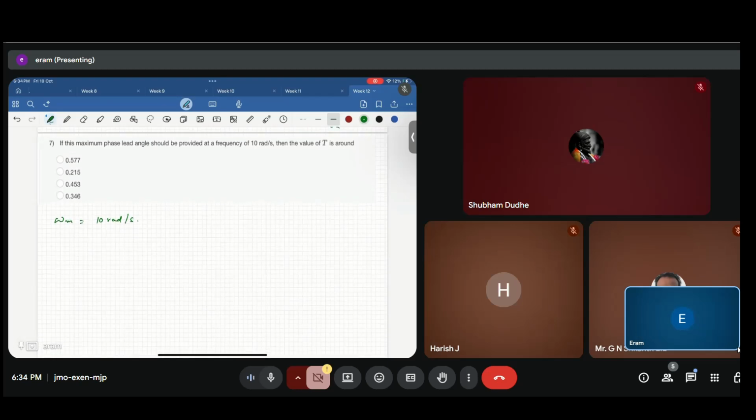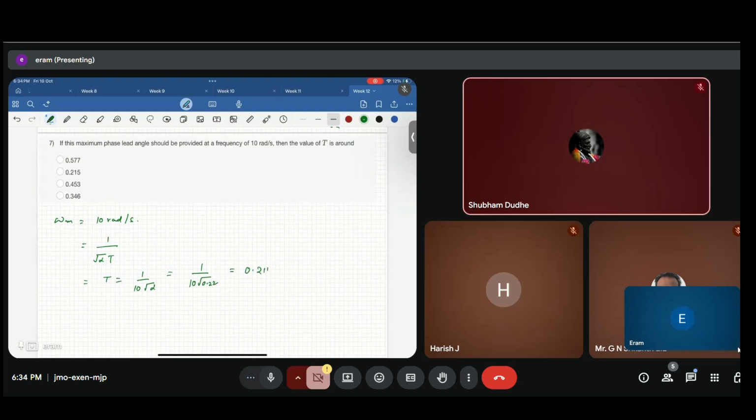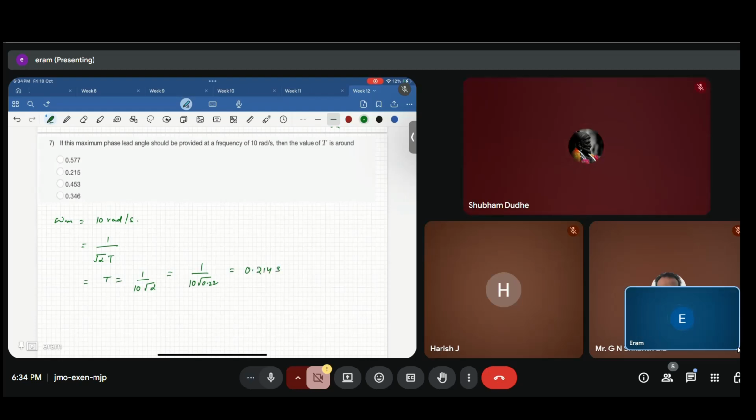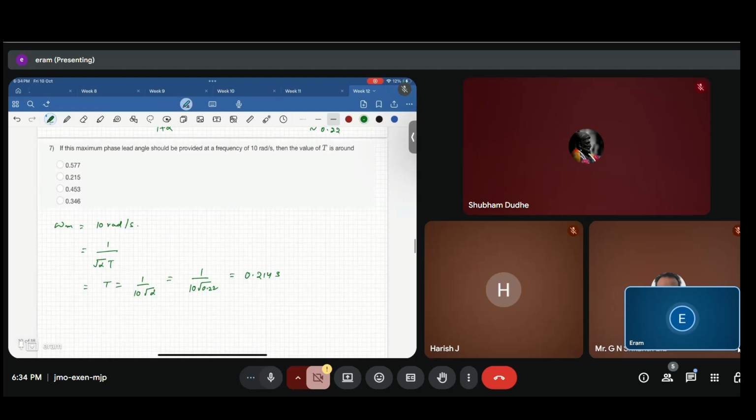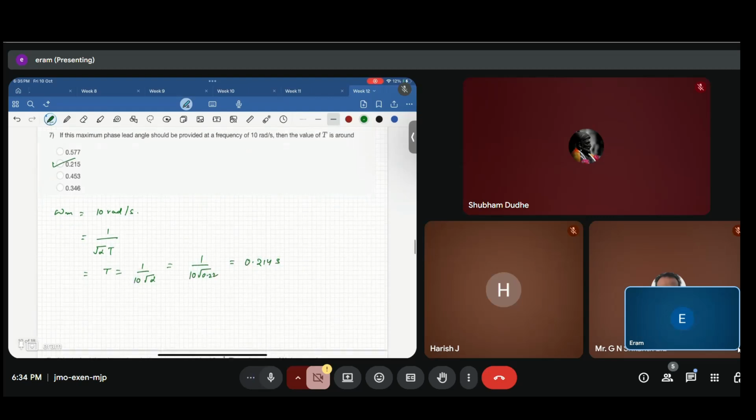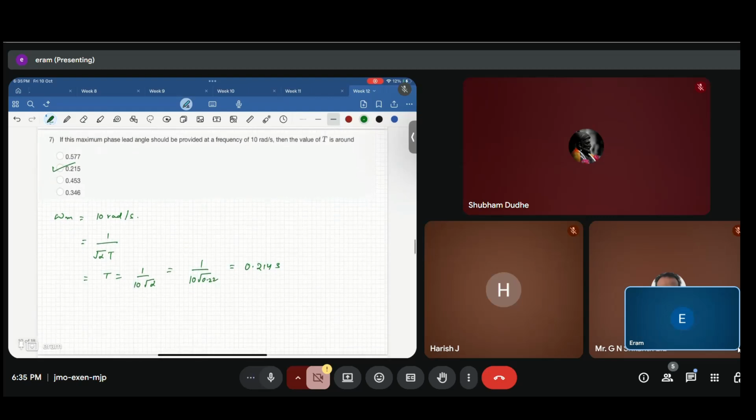So omega m will be equal to 1 by under root alpha T, and alpha we have already calculated. So T will be 1 by 10 into under root alpha, that is 1 by 10 into under root 0.22, and if you calculate it you can get the value 0.213. So the nearest value is 0.215.